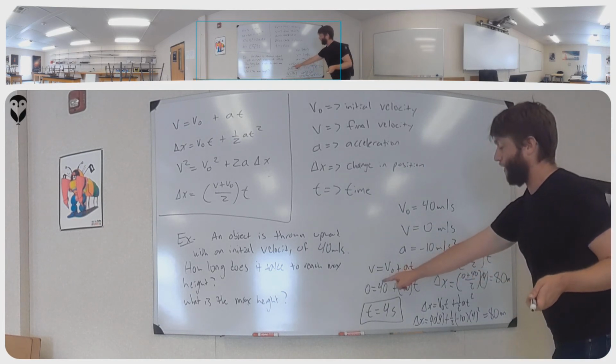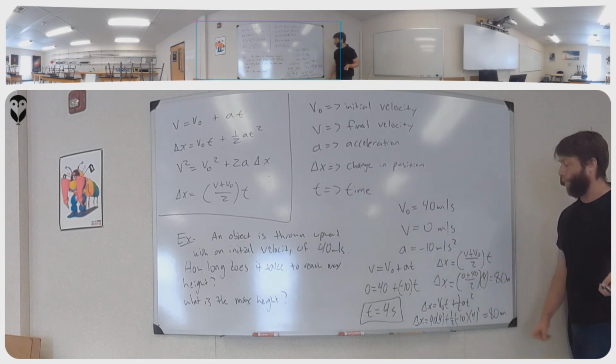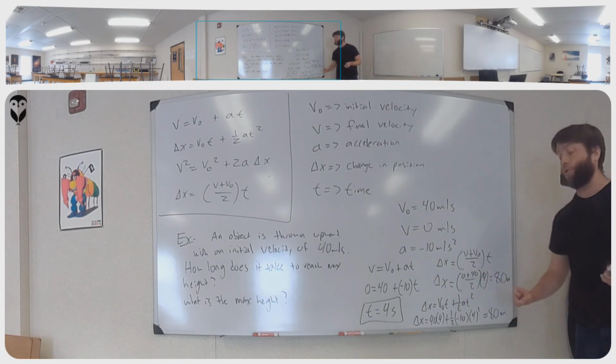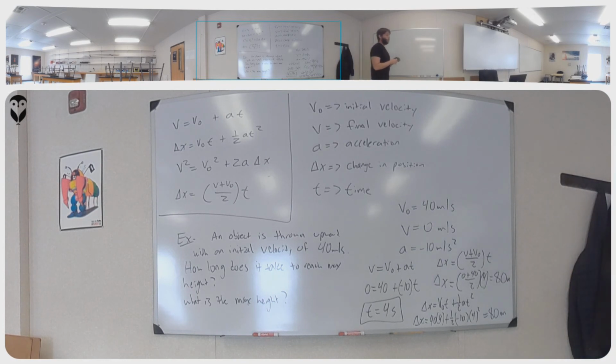V is equal to V naught plus AT will allow us to solve for the time. And then I can use delta X is equal to (V plus V naught) over 2 times T, or delta X is equal to V naught T plus 1/2 AT squared. Both answers will give me 80 meters. You will always get consistent answers so long as your work is consistent. A lot of times there are multiple ways to solve the problem.